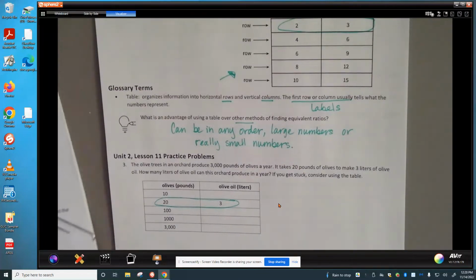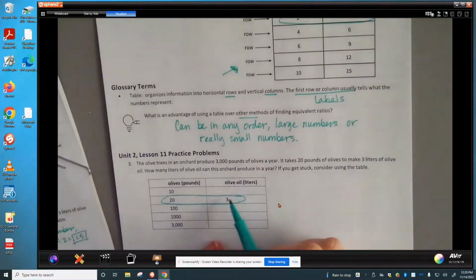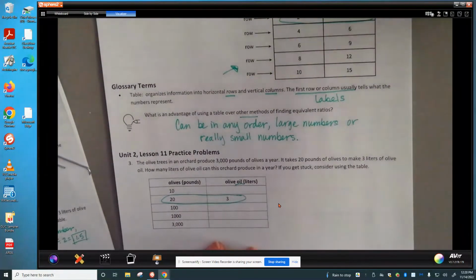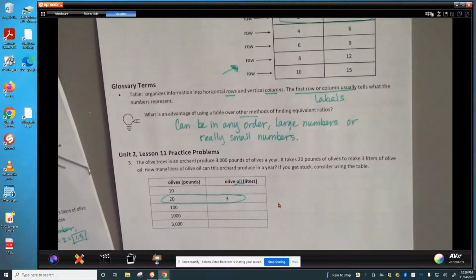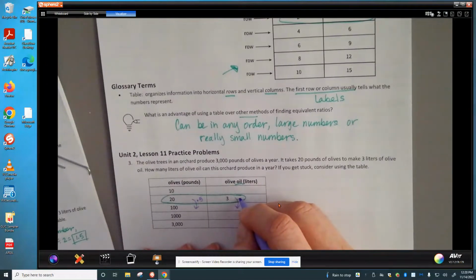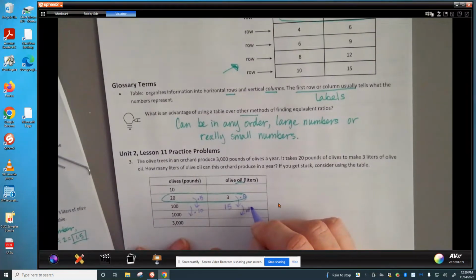There's a couple ways you can attack this problem. One is we could find out how much olive oil for 10. We could find out how much for 100. I might go to 100 just because I know that 5 20s make 100. So 5 3s would make 15. And then how easy is it to get from 100 to 1,000? Well, that's times 10, which I would do times 10 on this side.